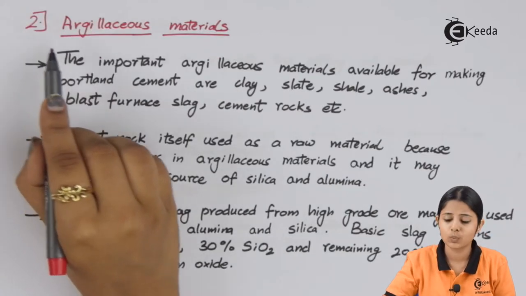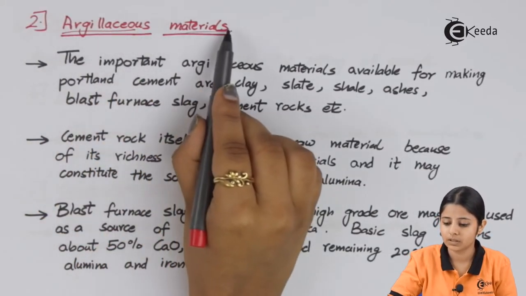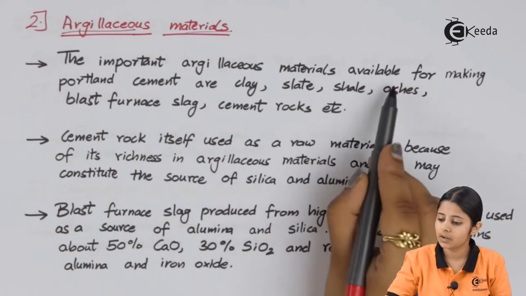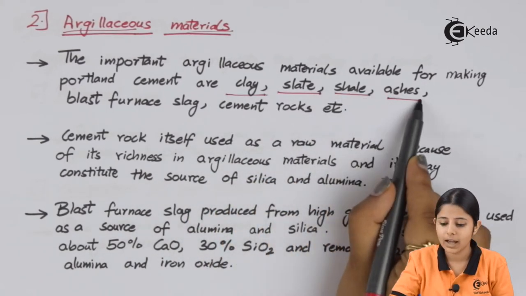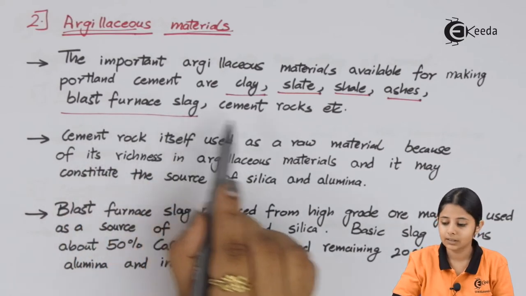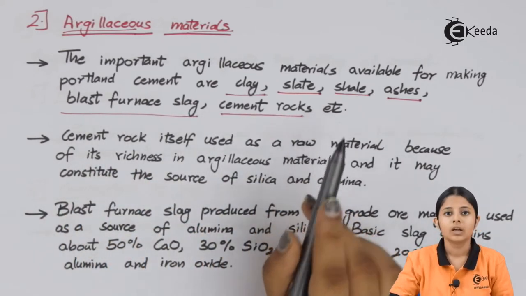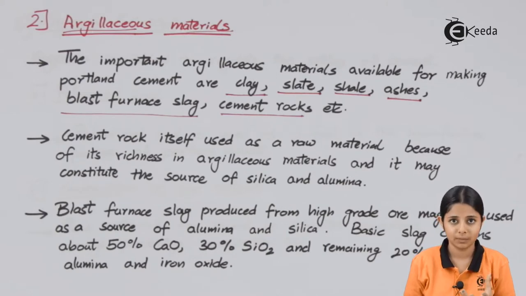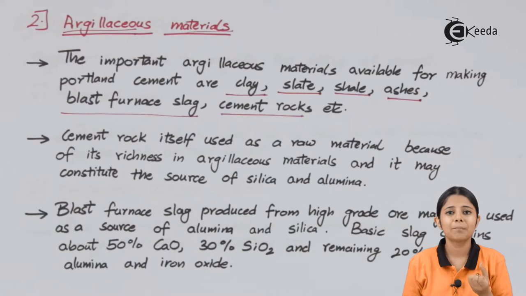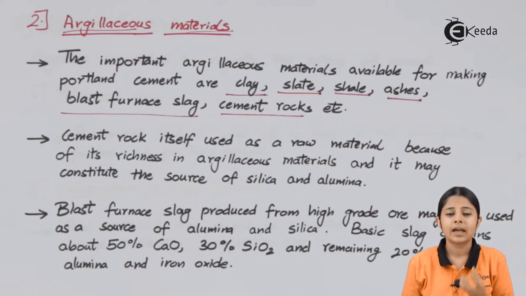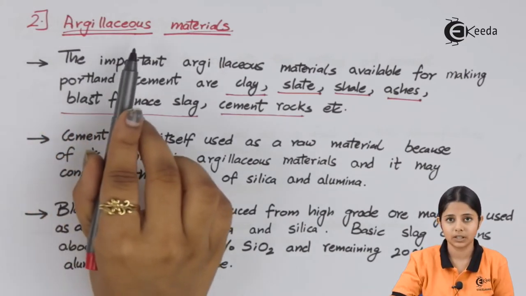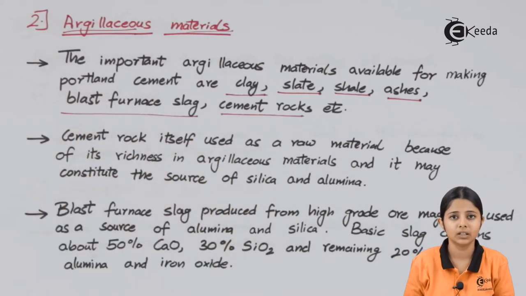The second kind of materials present in the cement are the argillaceous materials. The important argillaceous materials available for making Portland cement are clay, slate, shale, ashes, blast furnace slag, cement rocks, etc. Now, when we are talking about the setting property of the cement, there should be some binding agent in it. A certain kind of binding agent should be present in the cement which can bind the entire cement and make sure that it will harden in that particular position, in that particular shape. And for that binding, we need the argillaceous materials. Argillaceous materials are mainly used for binding the cement.